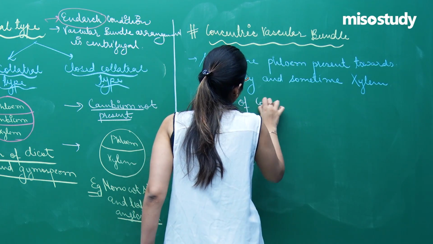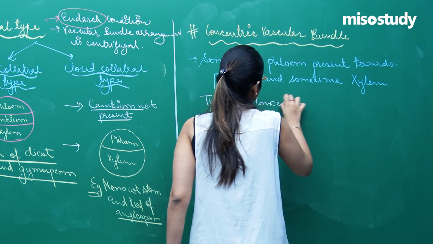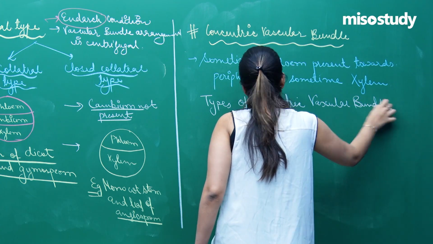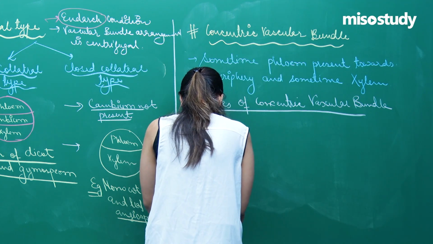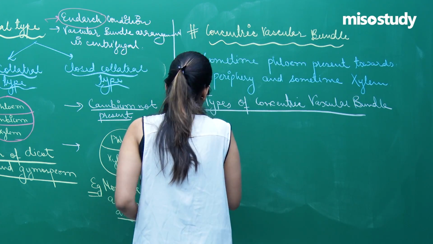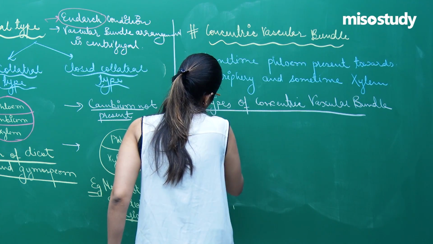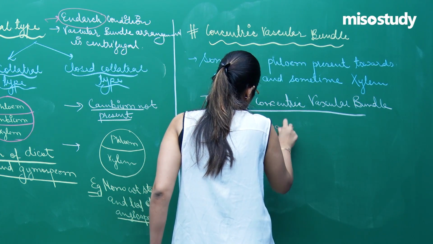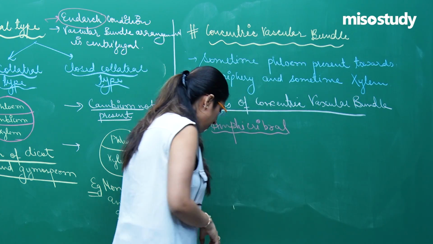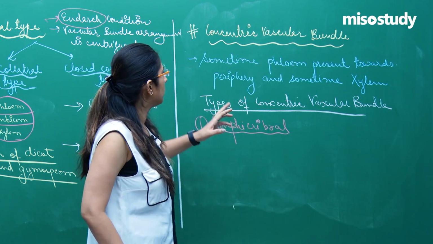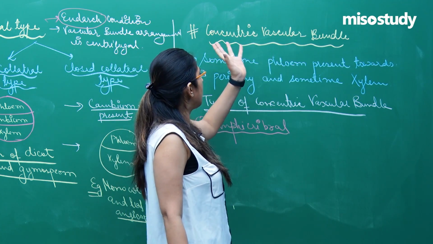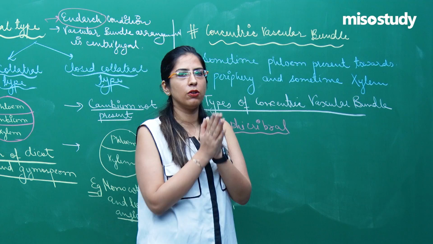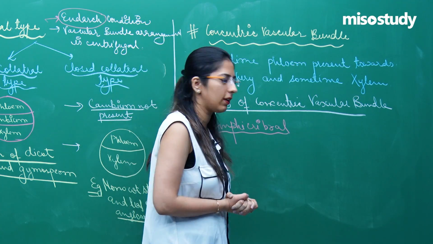Types of concentric vascular bundle. It is of two types further. The first type is called as amphicribral. In the amphicribral type of vascular bundle, I have told you the two conditions are there. Sometimes phloem is present towards the periphery and sometimes xylem is present towards the periphery. In this, the xylem is present towards the center, the phloem is present towards the periphery. Such type of condition is called as amphicribral.